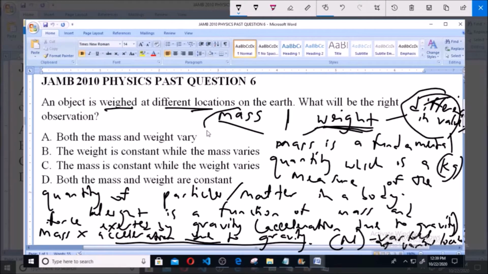However, mass remains constant. Mass is constant irrespective of where you take measurements of mass. So if you weigh an object at different locations on the earth, what you would observe is that the mass will be the same while the weight will be different in value. Now we see that here in option C. Option C says the mass is constant while the weight varies. So option C is the correct answer to this question.